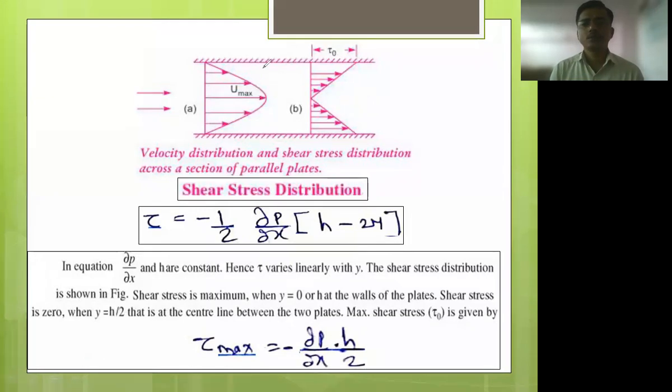See here, this is the diagram for velocity distribution. This is the diagram for shear stress distribution. If you look at the diagram of the pipe flow, viscous flow through the pipe, and viscous flow through the parallel plates, you will come to know that this velocity profile and shear stress distribution are similar. In case of pipe flow, what kind of curve was it? Parabolic curve. At the center, the velocity will be maximum, and at the surface, the velocity is minimum or zero.